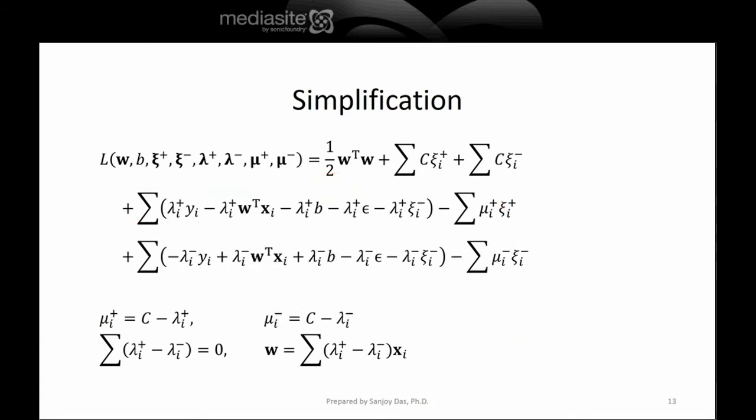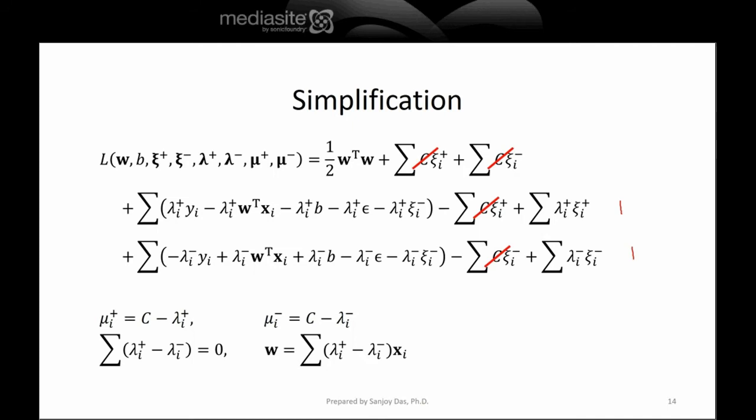This gives rise to this set of equations. I have opened up the parenthesis here. Now I will replace the mu i plus and the mu i minus with the expressions which I have derived earlier. Mu i plus is C minus lambda i plus, and mu i minus is C minus lambda i minus. That yields these expressions.